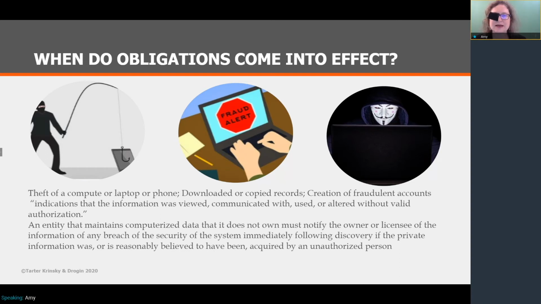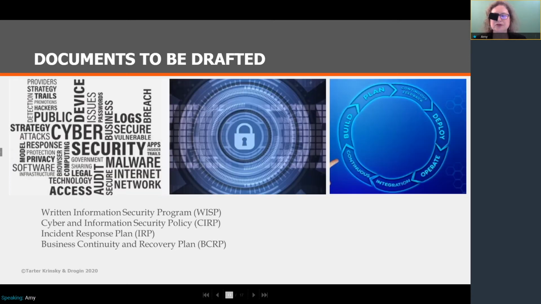So immediately, that is an enormous burden. So your systems have to be hardened, which means secure, and also designed in such a way that you can satisfy this immediate burden. Now, how do you go about doing this? Well, the law also requires you, if you have the data of New York residents, to draft certain documents. And these documents are a written information security program, a cyber and information security policy, an incident response plan, and a business continuity and recovery plan.